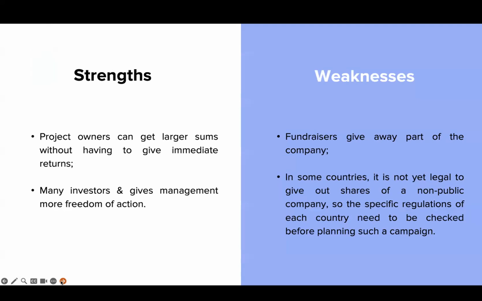So in this type of crowdfunding, project owners can get larger sums without having to give immediate returns. The return can come at a later stage. And you have more freedom in managing your company, but you're still giving away part of that company. The most important part is that you look at the legalities and the regulations in the country where you're residing. In some countries, this type of giving out shares to non-public companies is not allowed. So you have to look very carefully at the regulations.